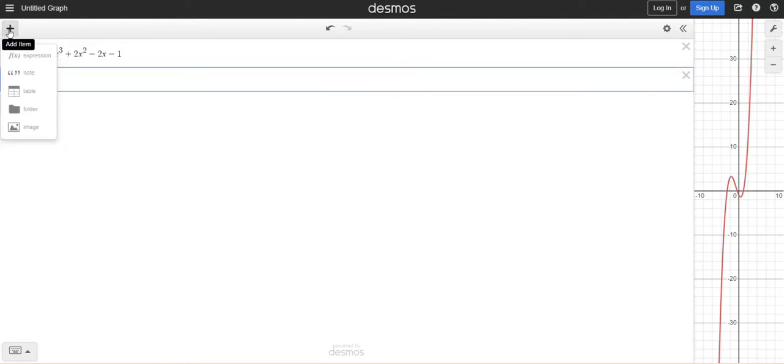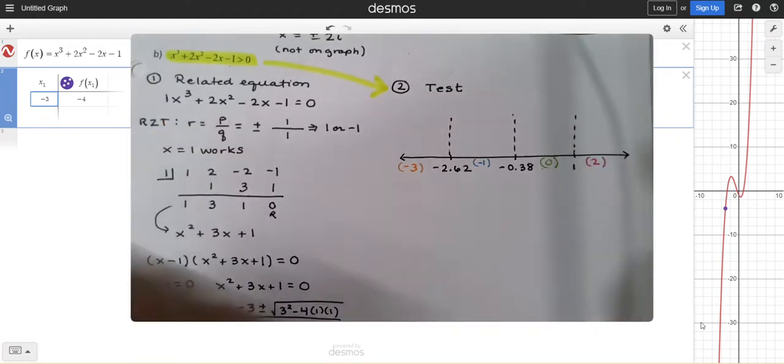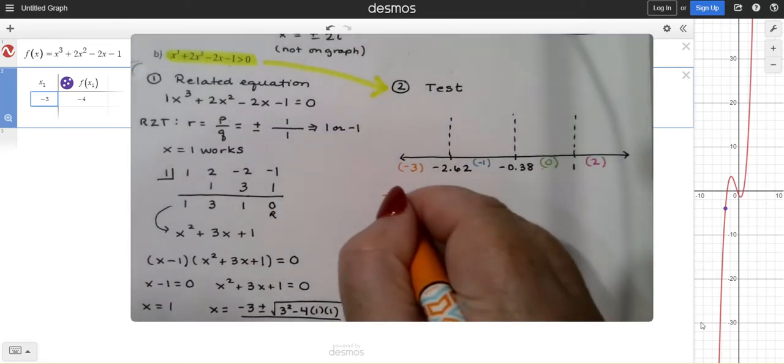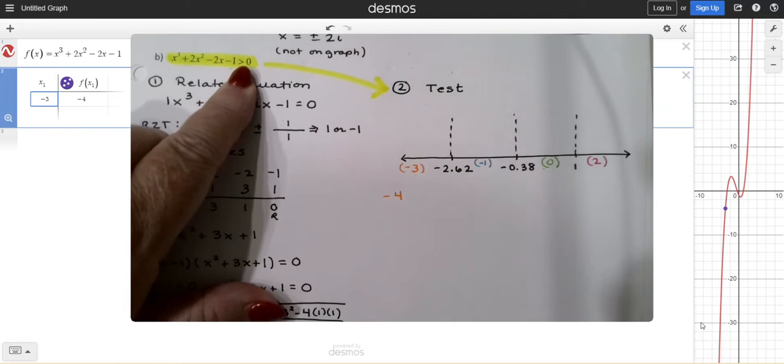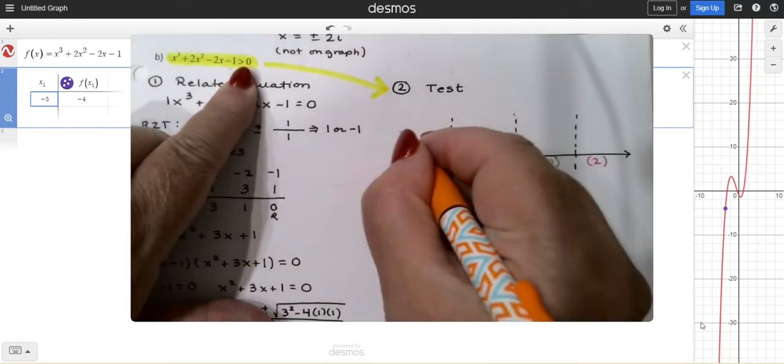And then I'm just going to create a table. I'm going to put all my test points in, and I'm going to ask Desmos to take each test point and find f of x, substituted into the function for me. My first test point was negative 3. When I plugged in -3, Desmos tells me the function gives me -4. According to this problem, I want that to be greater than 0, and that is certainly false.